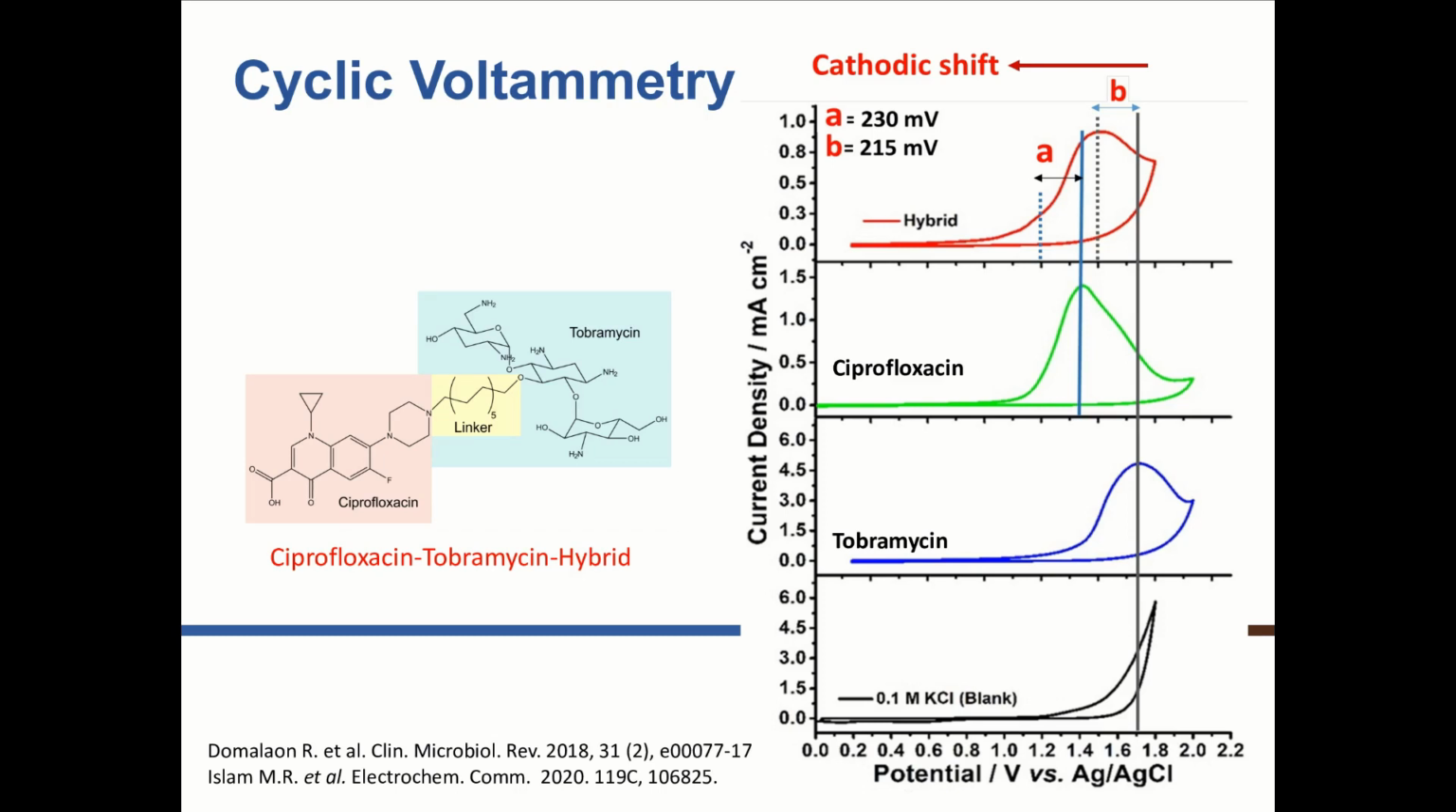When we investigate hybrid molecules that are basically designed to trick cells into consuming a certain antibiotic they might be resistant to, we see in the red curve that there is a pronounced oxidation peak that corresponds to tobramycin, but also a small shoulder peak that is attributed to ciprofloxacin.